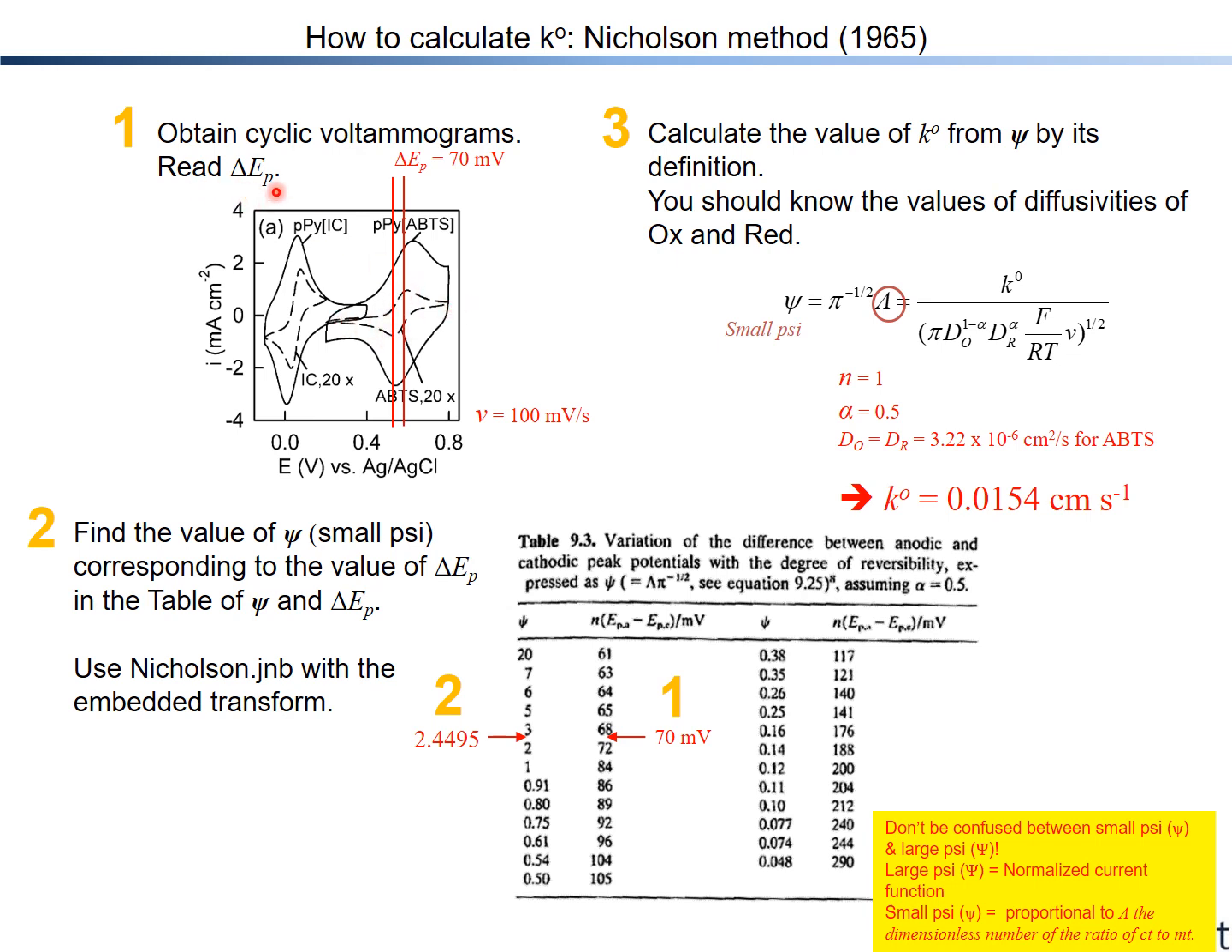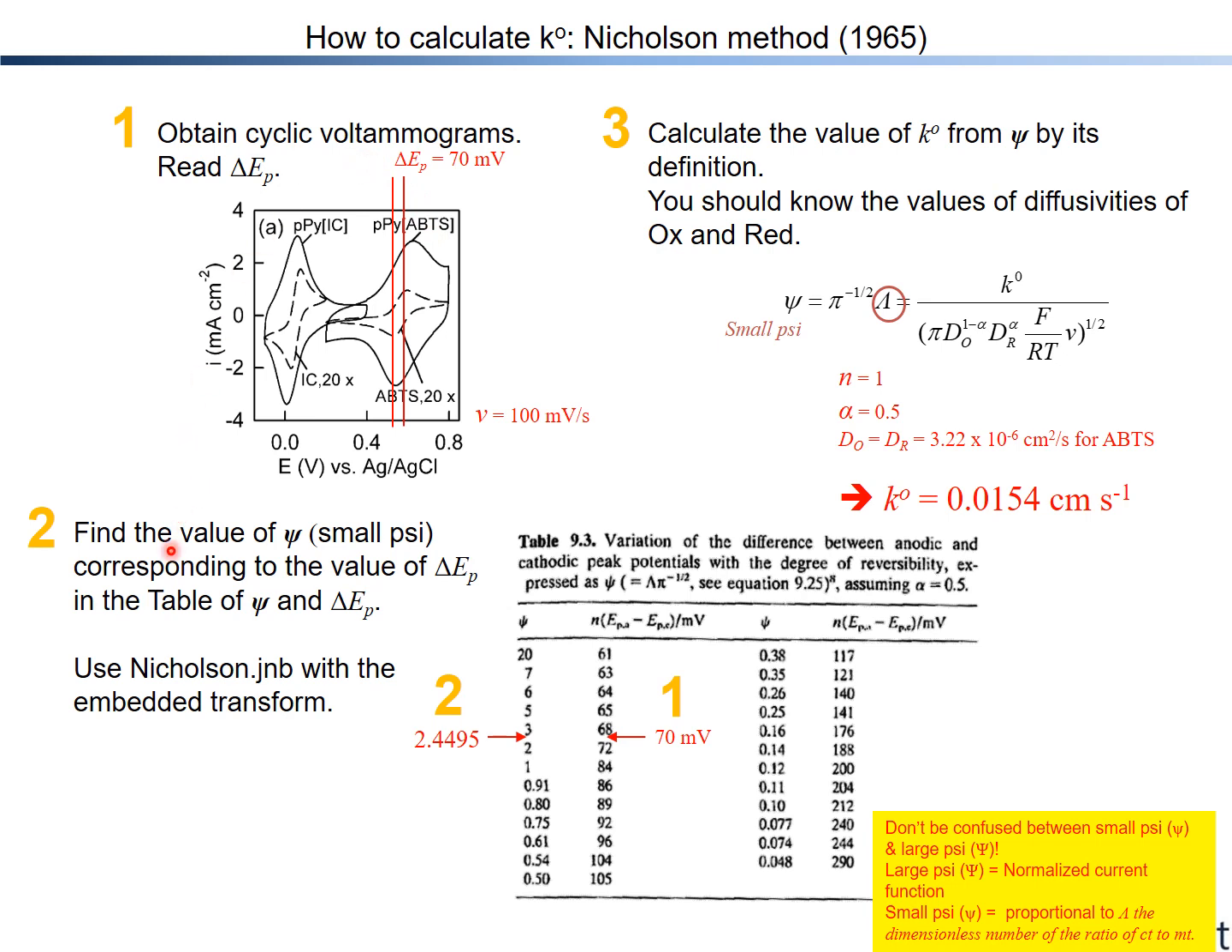It means the peak-to-peak gap. So this is the anodic process and the cathodic process. The peak-to-peak gap is 70 millivolts. Right now we are investigating an electroactive species, which is ABTS here. This is a one-electron transfer electrochemistry. Let's go to the second step.